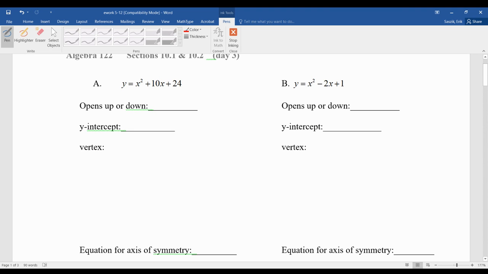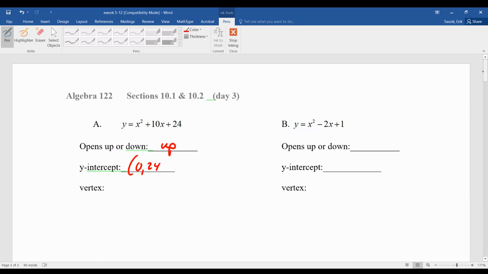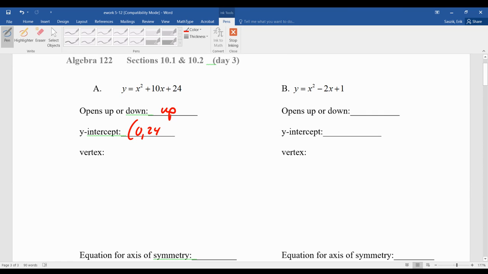Remember, there's some things that we can determine immediately. This equation is in standard form. Most of these are in standard form. The value of A here is this invisible 1. It's positive. That means it opens up. The y-intercept is this thing hanging off the back, because all y-intercepts have an x value of 0. So if the x value is 0, that goes away, you just have 24 left. So those things you can determine right away.